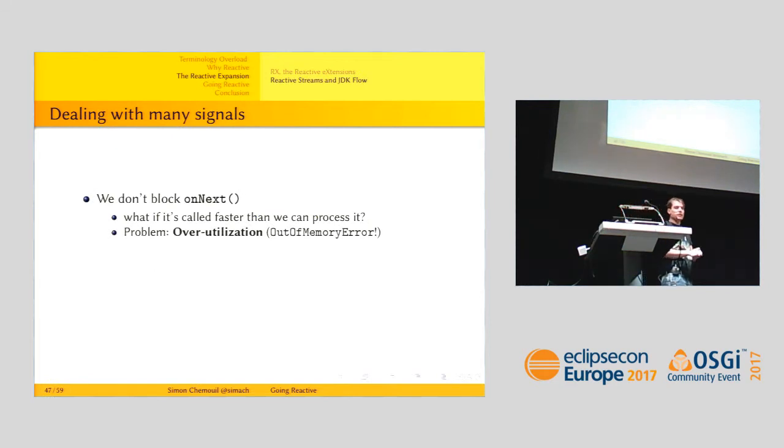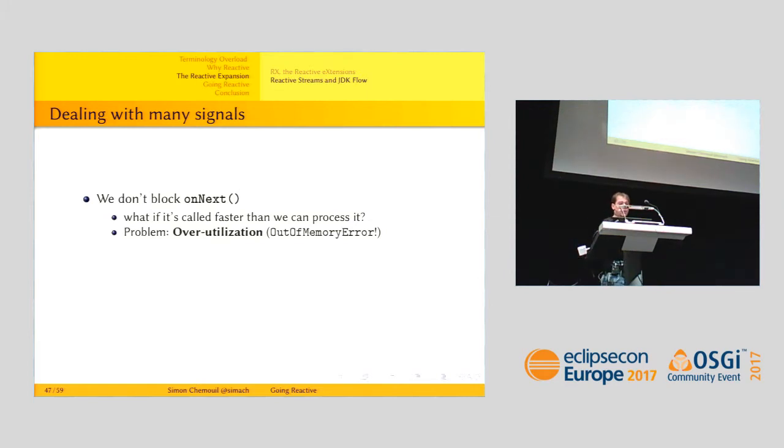What if there are many signals? What if there are a lot of onNext calls? What if the producer is sending a storm of events? We can't block, because we're never blocking. So we have a problem. A machine gets overutilized. Maybe we want to buffer, but it's going to fill the queues and we're going to run out of memory. Maybe it's not going to go well anyway.